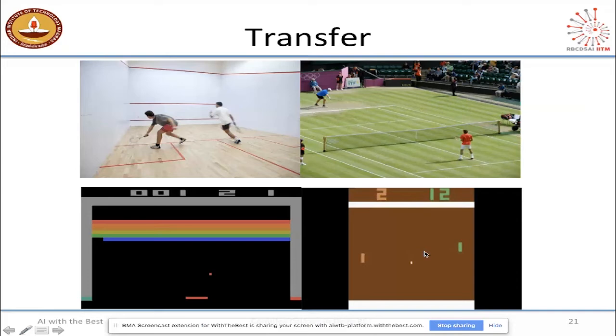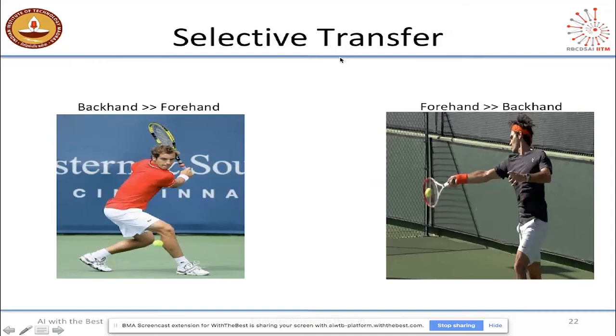But then we're interested in a slightly more interesting question than just transfer, right? We want to see if we can do what we call selective transfer. So let's say that you have two experts who play tennis, but one has a backhand that is much, much better than his forehand. Another one has a forehand that's much better than the backhand. What I would like to do is transfer the backhand from one player and the forehand from the other player. And I should point out at this point that I believe the player on the right actually has one of the most perfect games in the world. And this slide was prepared by a graduate student of mine.